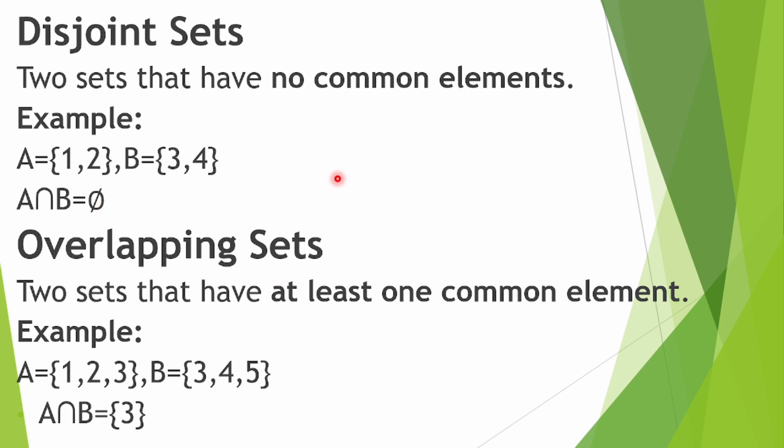Overlapping sets. Overlapping sets are those sets that have at least one common element. For example, if A is equal to {1, 2, 3} and B is equal to {3, 4, 5}, look over here, there is one element in common, that is 3. 3 is present in both the sets. So this type of set is called overlapping sets: two sets that have at least one common element, and 3 is the common element. So the intersection of A and B is equal to {3}. So the intersection of two overlapping sets will not be equal to the empty set.